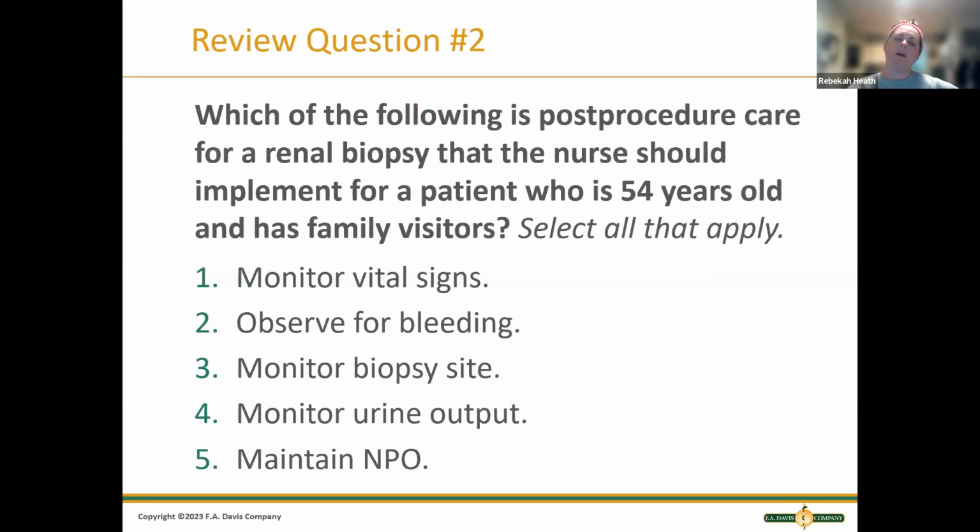All right, number 2. Which of the following is post-procedure care for a renal biopsy, so kidney biopsy, the nurse should implement for a patient who's 54 years old and has family visitors? Select all that apply. Let's just go through these together. Monitor vital signs. Yeah, of course, always. Observe for bleeding. Yeah, we talked about in a renal biopsy, there's a big risk of bleeding. Monitor the biopsy site. How else are we going to be monitoring for bleeding? Monitor urine output. Yeah, for sure.